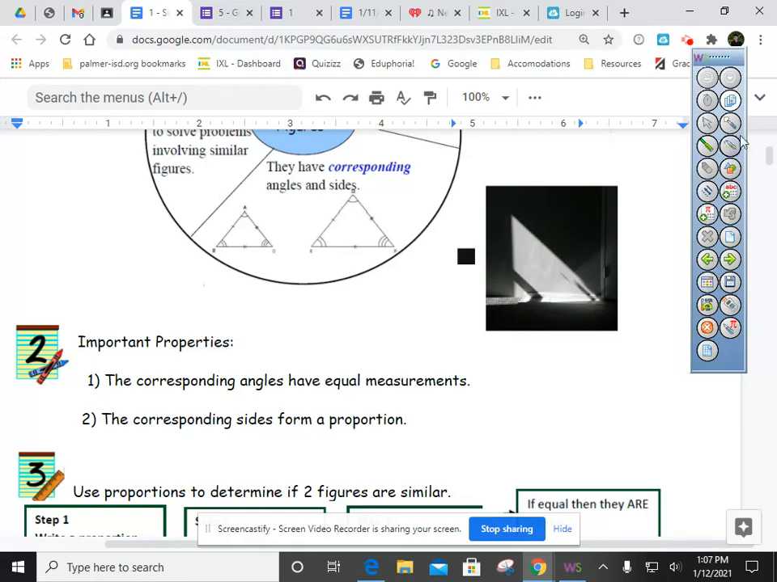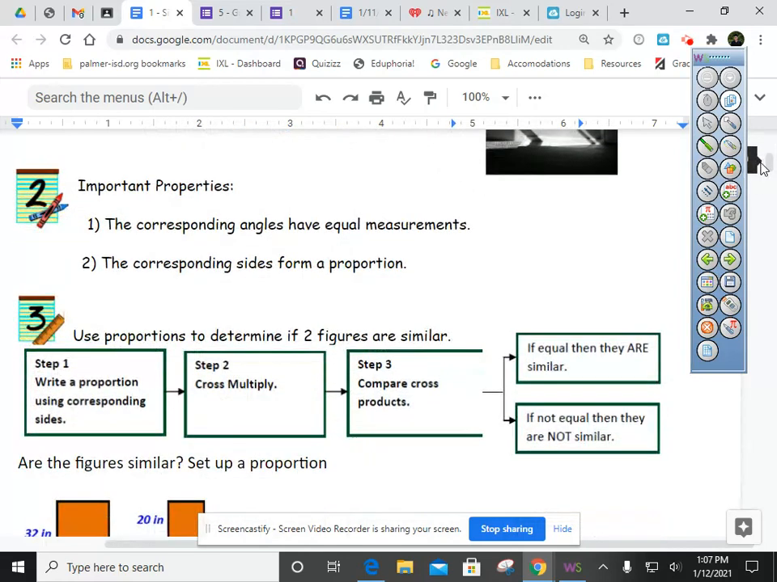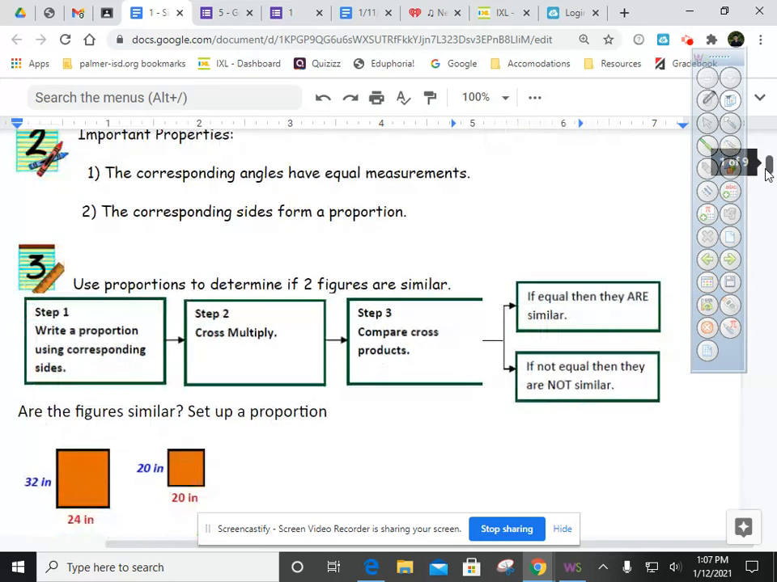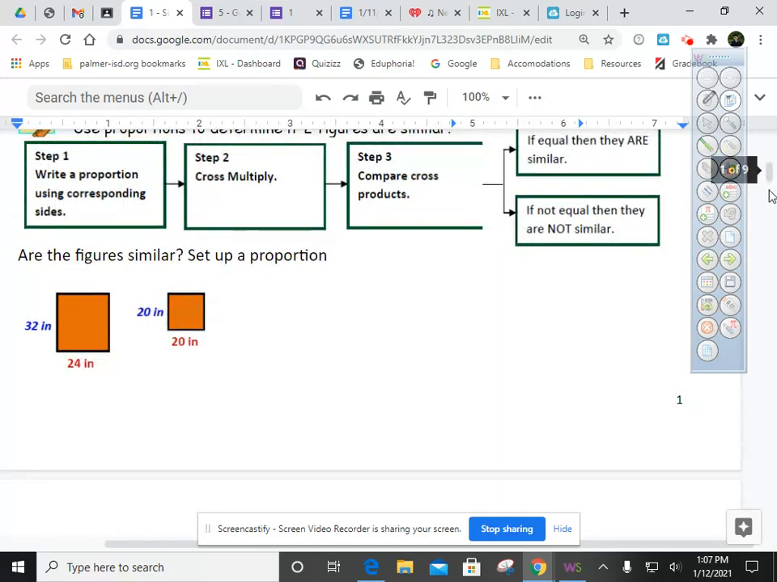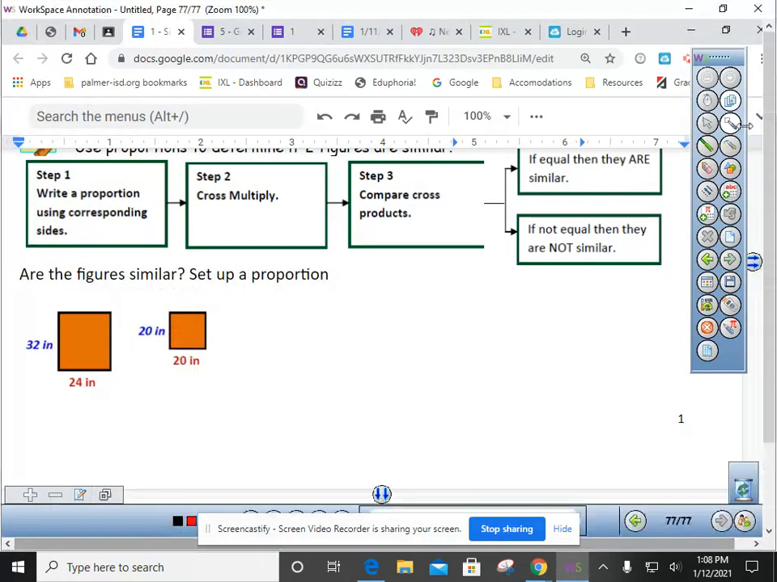Okay, let's look at the important properties. Number 2. The corresponding angles have equal measurements. The corresponding sides form a proportion. That's what I wrote up there on the board. And then number 3, use proportions to determine if two figures are similar. Step 1, write a proportion using corresponding sides. Step 2, cross multiply. Step 3, compare cross products. If equal, they are similar. If not equal, then they are not similar.